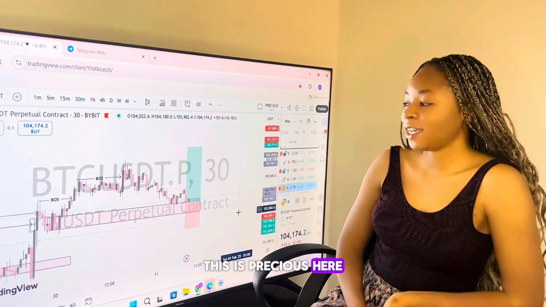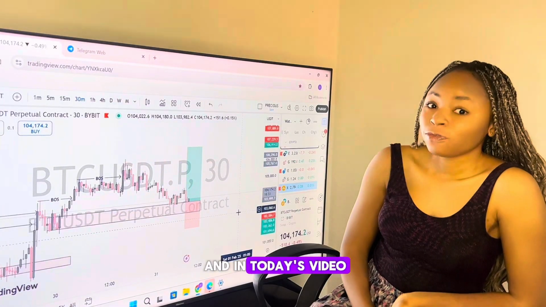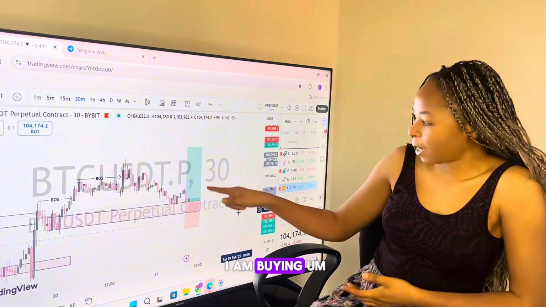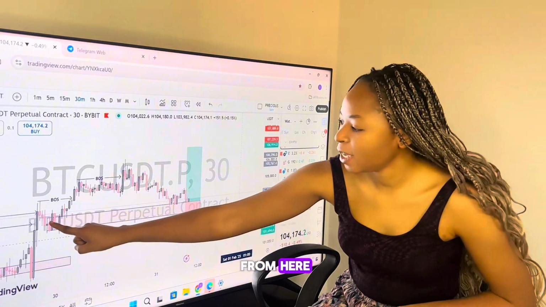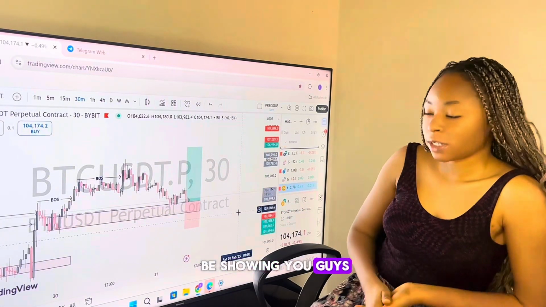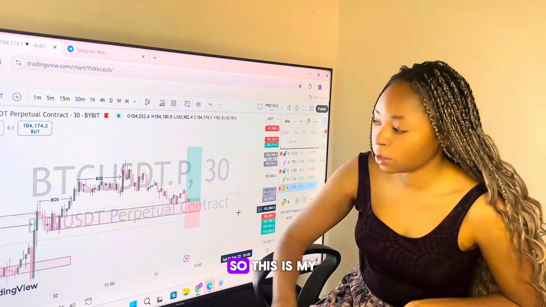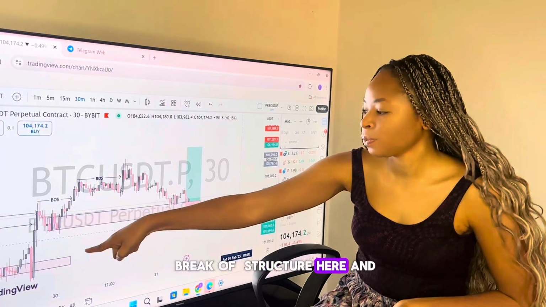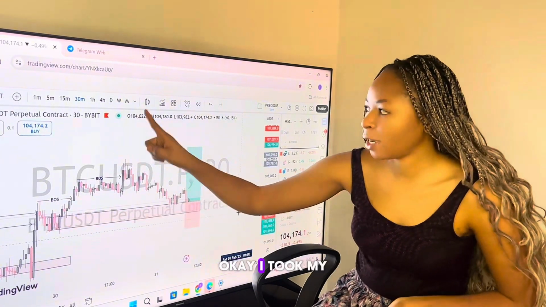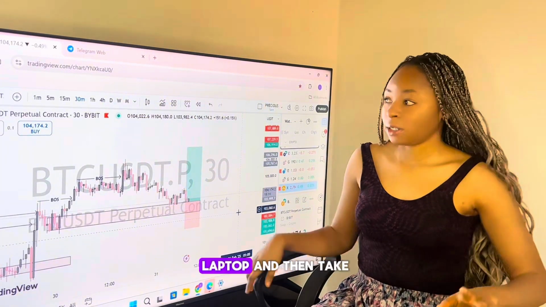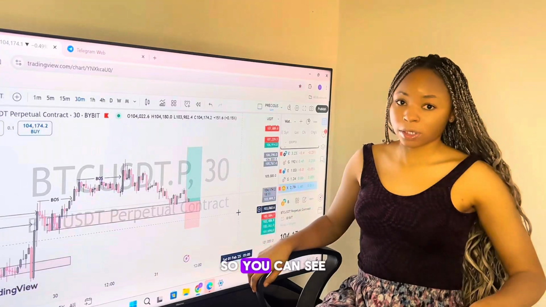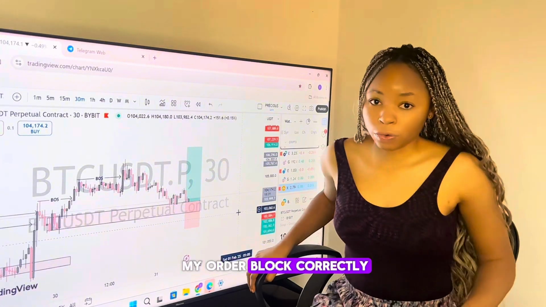This is Precious here, and in today's video I am buying on BTC. I took my trade from here, so I'm going to be showing you guys how I did my analysis. This is my breakout structure here, and I took my trade from 1 hour. Let me get my laptop and take it to 1 hour so you can see my order block correctly.